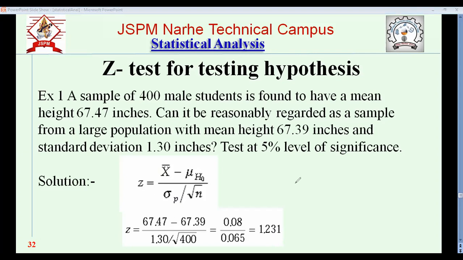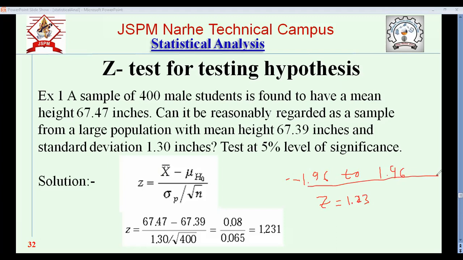So you got the value of Z. Now your spread is what? For population, it is 1.96 minus 1.96 to plus 1.96. Now your value of Z is coming around 1.23. So obviously it is right, it is inside this range.